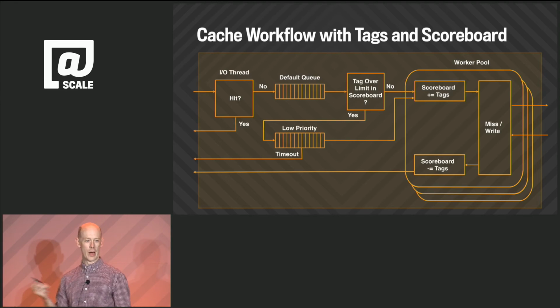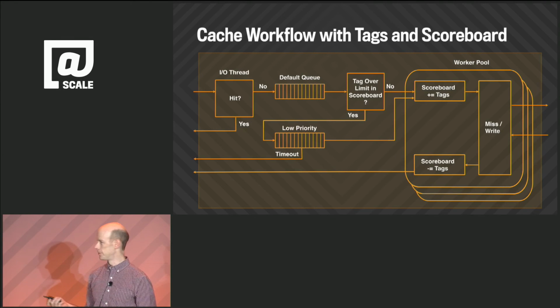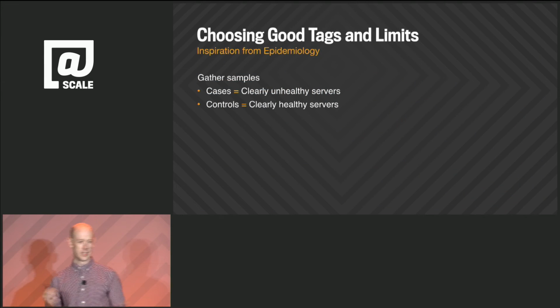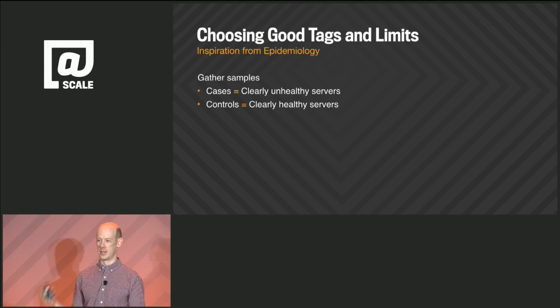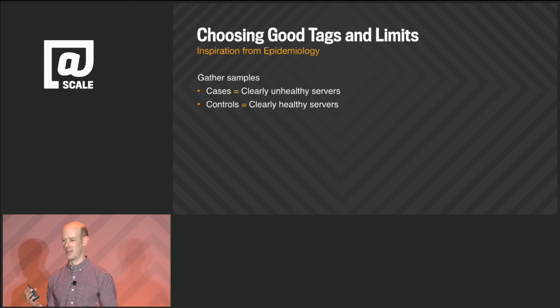So I've told you how the tags work, but I haven't told you how we choose tags or limits for tags. I'd like to tell you that we have some super duper algorithm that does this all automatically. The reality is I had a really good PhD intern, and we did some studies and some deep analysis of the past failures of the system.